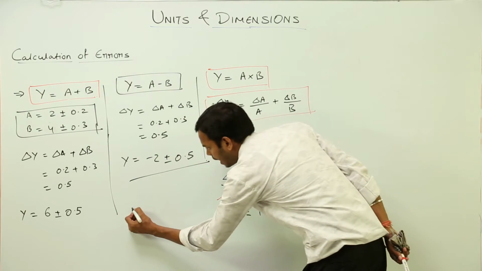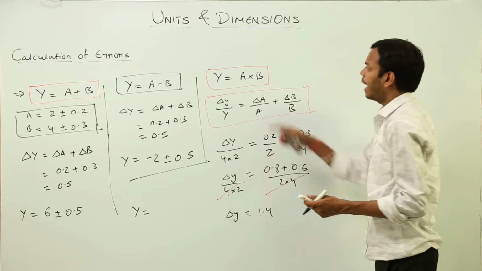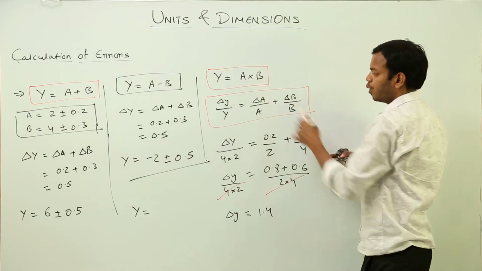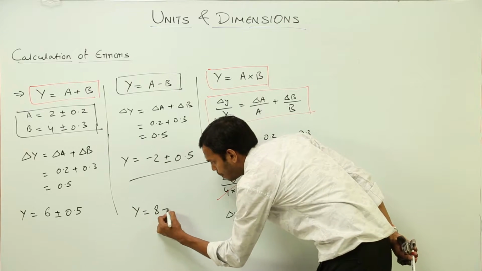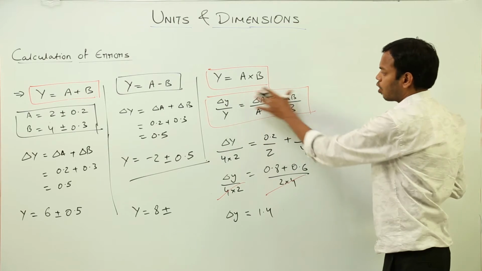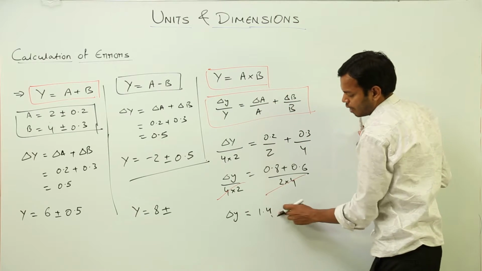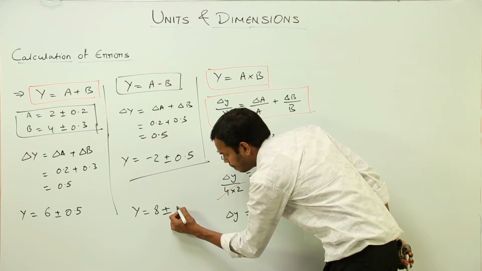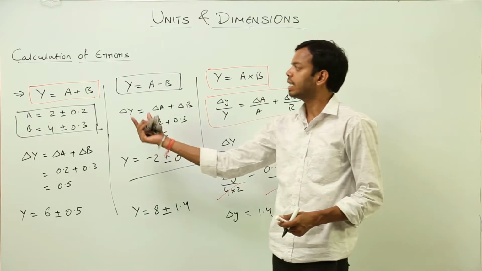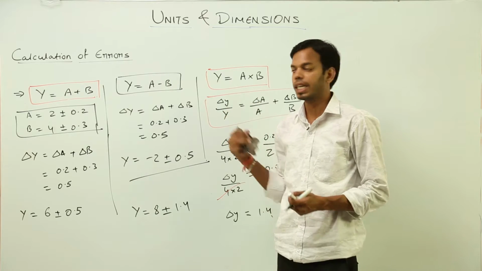So if I need to write the answer of this equation, which is y is equal to a into b, I'll be writing it like y is a into b. A is 2, b is 4. That means 2 into 4 is 8. 8 plus minus, what is the error in the multiplication? According to this equation, we have got the error to be 1.4. So this is 8 plus minus 1.4. So we have done addition, subtraction and multiplication.